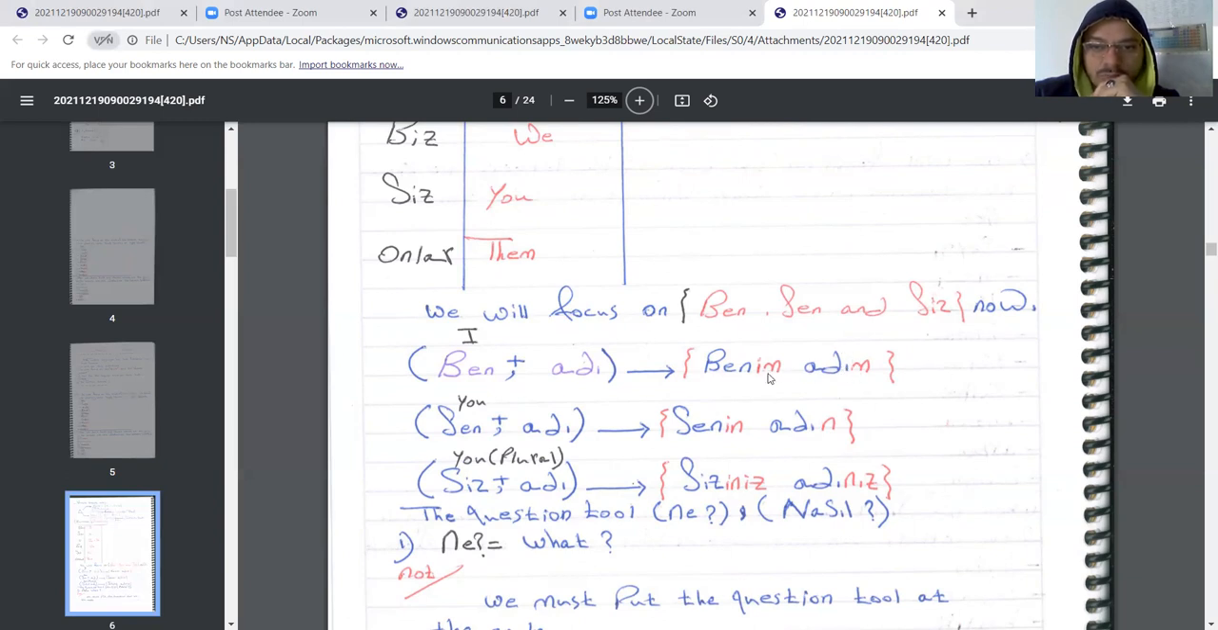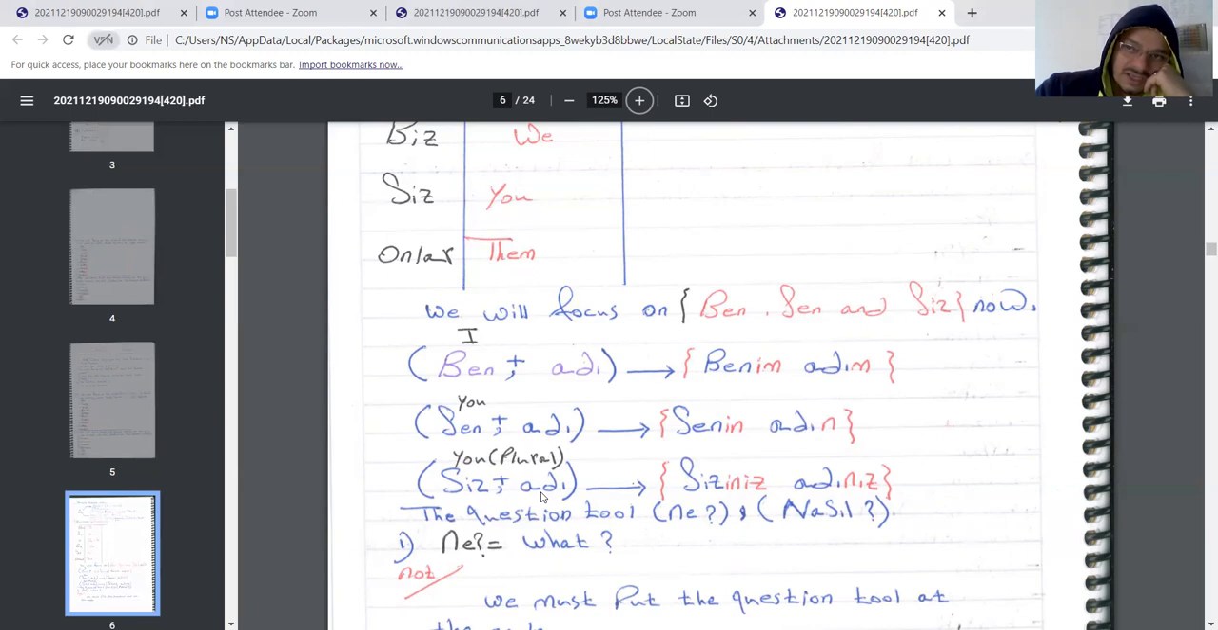Here the situation is different. Here I didn't put another vowel letter. Why? Because here I have a vowel letter at the end of this word. That's not necessary. Benim, adım. Senin, adın. And here is constant I. In the Turkish language, the right pronunciation of this word has E. E here has relation with E. By that, I will follow the right tone. Senin adın.